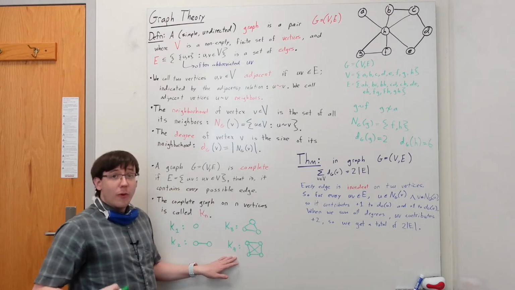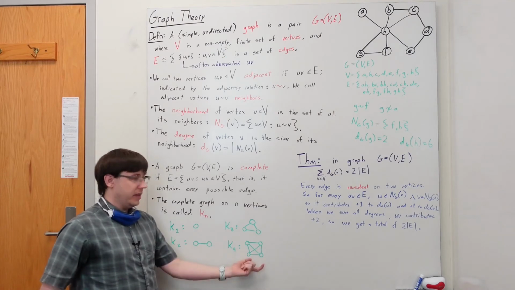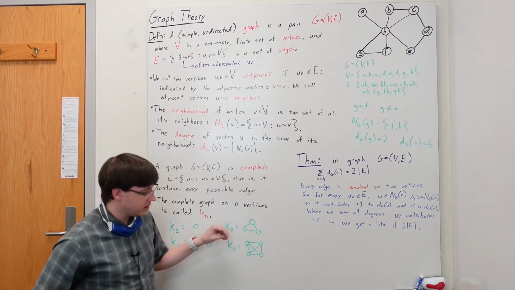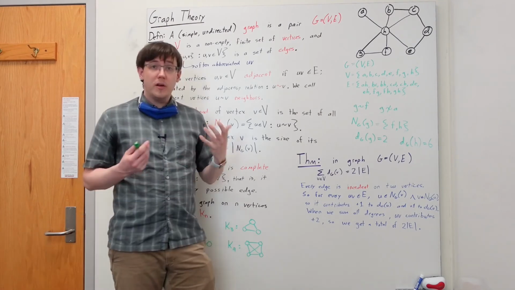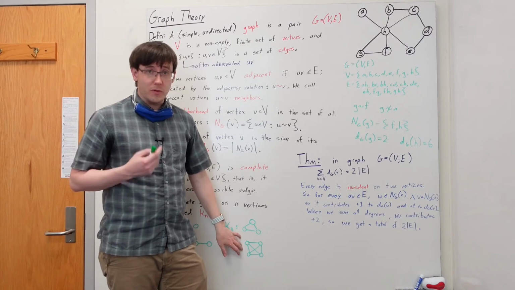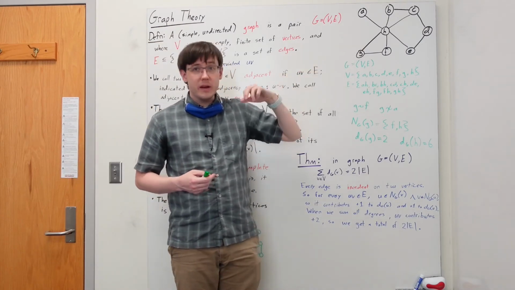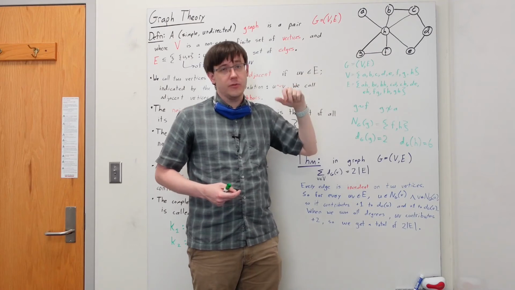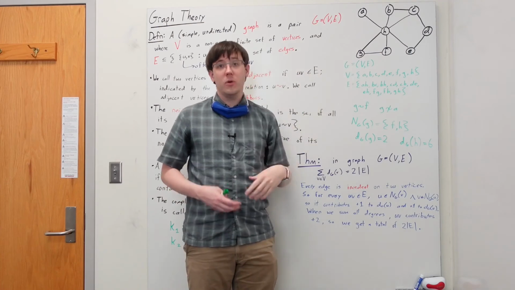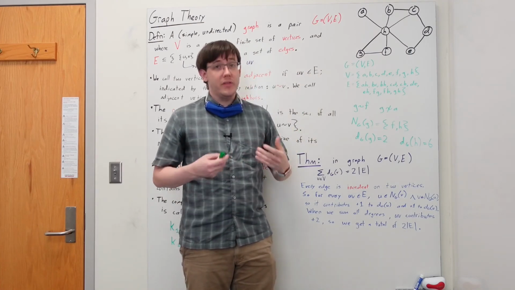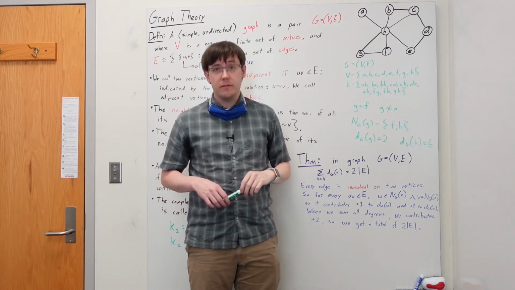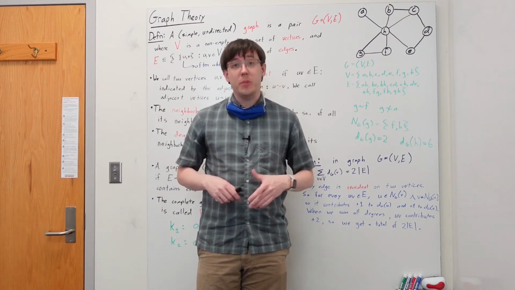So K sub 4, for example, is the graph with 4 vertices where each vertex is connected to all 3 of the others. And part of where we're going with this is that we might want to look for complete subgraphs within a graph, where we might pull out a subset of the vertices and the edges between them. So if we pull out G and F, we have a complete subgraph, but on the other hand, if we pull out G and A, we don't have a complete subgraph. So let's define clearly what we mean by a subgraph.